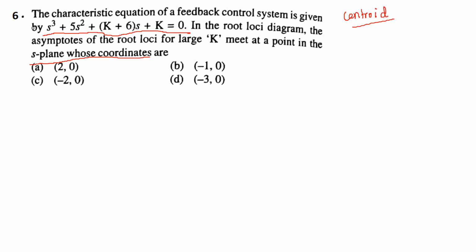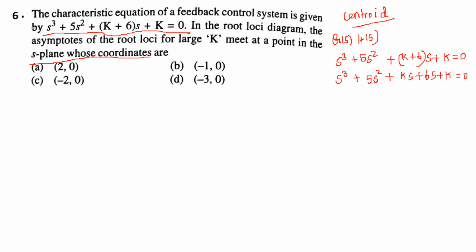Before finding the centroid, first we should know the open loop transfer function G of s into H of s. But the equation given is s cubed plus 5s squared plus (K plus 6) into s plus K equal to 0. First of all, we are going to separate the value K. So s cubed plus 5s squared plus Ks plus 6s plus K equal to 0. From this equation, s cubed plus 5s squared plus 6s, plus K outside, (s plus 1) equal to 0. Now you have to divide the whole thing by s cubed plus 5s squared plus 6s. So what equation do we get?